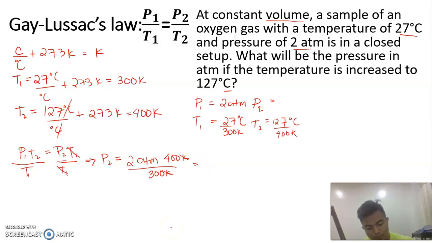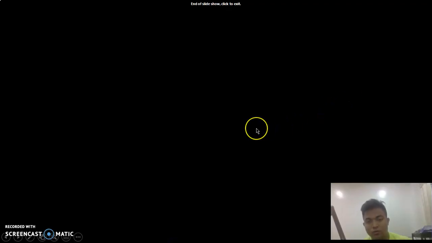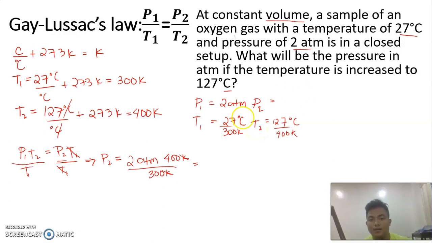So 2 times 400 divided by 300 is going to be 2.666 and so on. That would mean your final pressure is going to be 2.67 atmospheres. So if you've noticed, there was an increase in temperature. Now what happens to your pressure? It also increased at the final pressure.